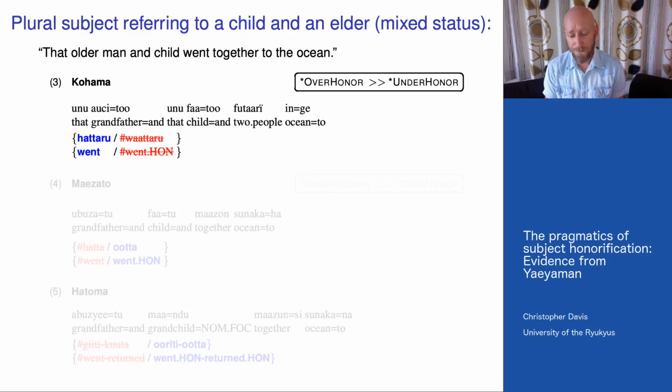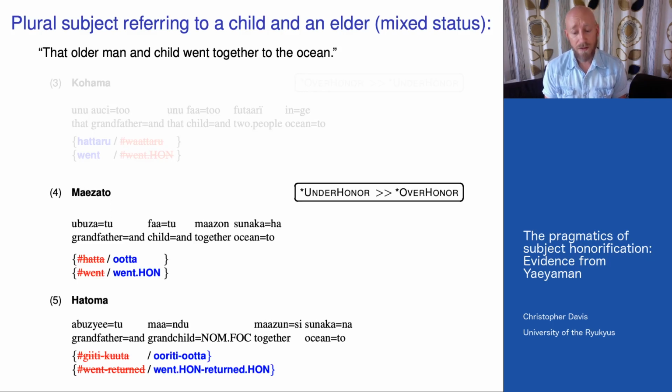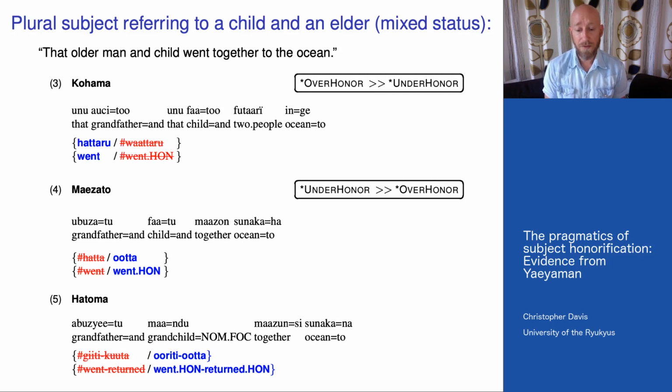So first, looking at Kohama, you can see that the honorific is infelicitous, which respects star over honor, while in Maezato and Hatoma, the opposite is true. So we have the honorific form is required, respecting star under honor. Now, this divergence tells us that both of our two constraints are independent, that they're violable, and finally that they're subject to language or dialect specific ranking. So that in the pattern exemplified by Kohama, you can model that with star over honor outranking star under honor, while in the pattern exemplified by Maezato and Hatoma, the opposite ranking will get you that pattern.